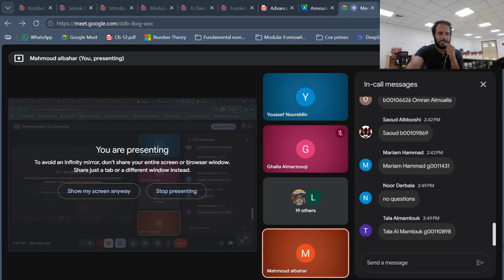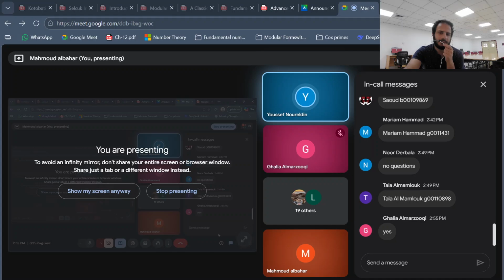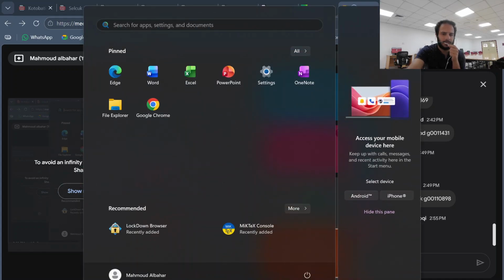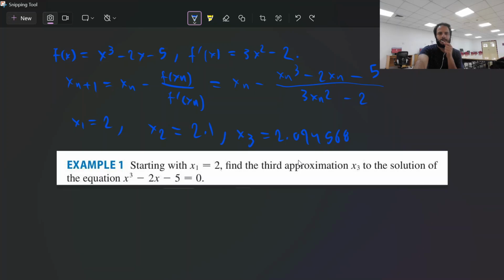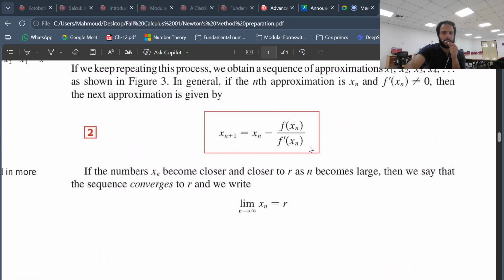Yeah, Professor. Can you go back for one second? How did you know to make the formula x_{n+1} equals x_n minus f(x_n) over f'(x_n)? How did you know to make it like this? We explained that a few minutes ago. I will show you again.